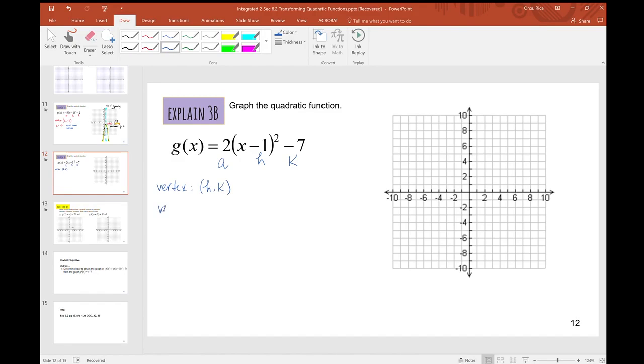Remember, H is a hypocrite, so when you look at the number inside of the parentheses, you want to do the opposite. So instead of thinking of -1, your H value is going to be +1. Your K value is -7, and your scale factor, which is A, is +2.